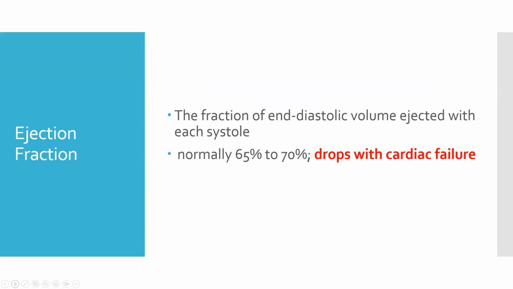Ejection fraction is the percentage or fraction of end diastolic volume ejected with each heartbeat or each systole. Normally, it's about, some of the books even say 60 to 70, but around 65 to 75%. But of course, it drops with cardiac failure. So not all of the blood is ejected, but crudely put, about 2/3, maybe approaching 3/4 of the blood in that left ventricle is ejected with each beat normally.